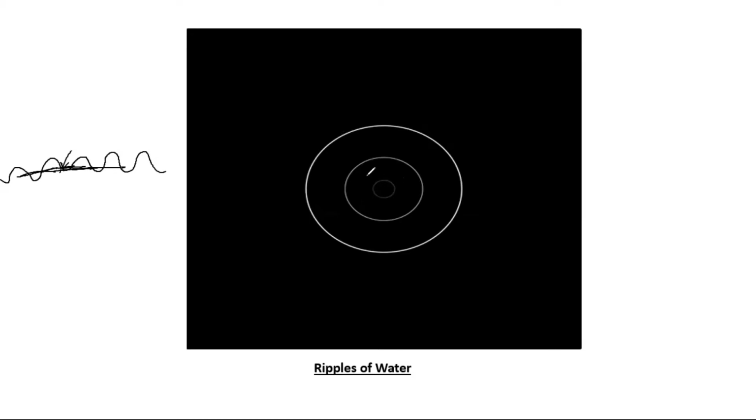Let's understand how these circles are formed. Let's say this is where I have thrown my stone in the still water. It is going to generate waves. As you can see here, this is one wave generated in this direction. You will have another wave in this direction, and another wave in this direction.